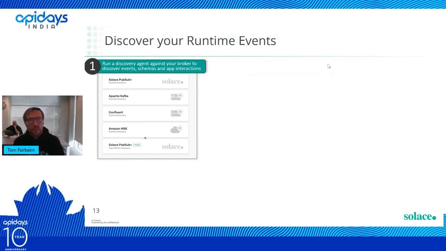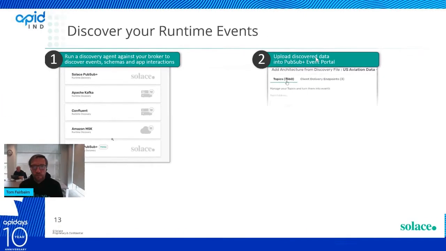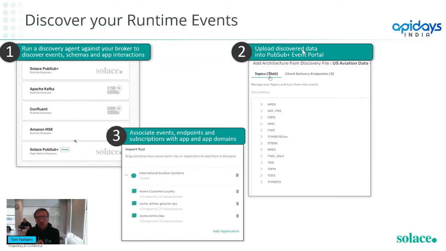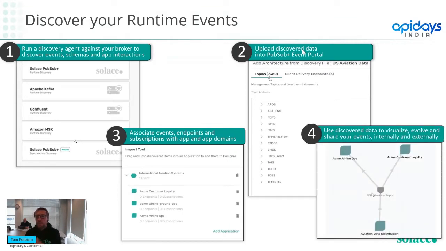Well, I mentioned those 5 steps. So our first step is to discover our system events. Now, we provide you with a discovery agent that enables you to probe into your event broker and bring out those system events. Once you've done that, you upload those events that you've discovered into the event portal, and you can start associating those events with things like endpoints, whatever they might be. So it could be a Kafka topic, it could be a PubSub Plus topic, it could be a PubSub Plus queue, for instance. You can start associating them with applications. And once you've done that, you can start drawing together these event flows so that you can visualize what's going on.